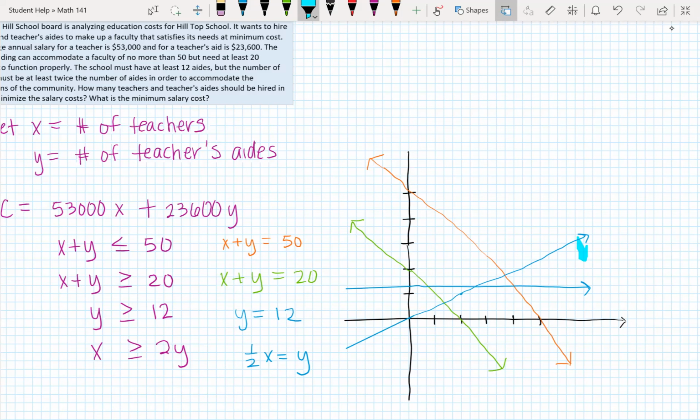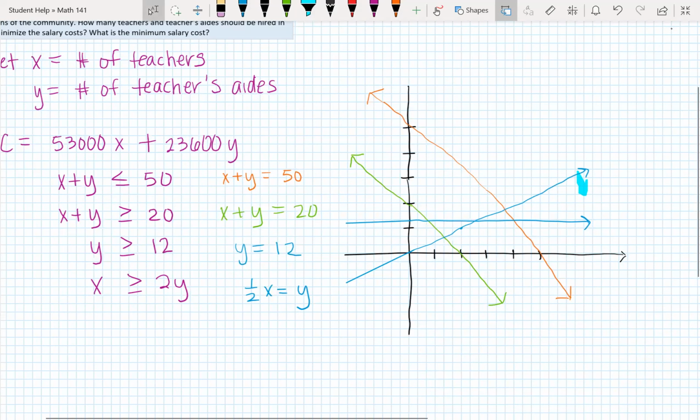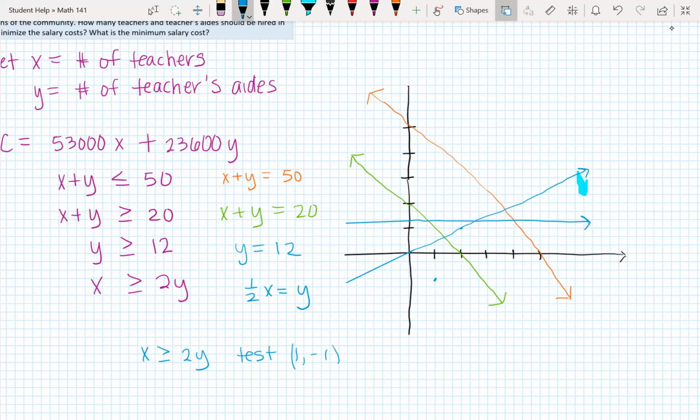Let's test a point. If I were to test the point down here, I'm looking at this equation, x greater than or equal to 2y. If I were to test, let's say something down here, 1, -1, to show that we're shading below that line, we'd have 1 greater than or equal to 2 times -1. Yeah, that works. So that's how I'm analyzing that. I think I'm going to be in this small triangle region right there. And so I have to figure out what these 3 intersection points are.